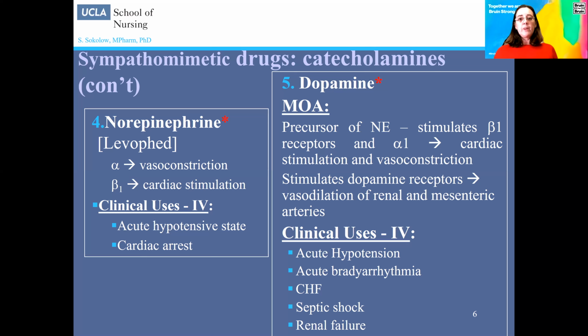Again, clinical use, they are used IV. These are medications that you will see in an emergency situation: acute hypotension, acute bradyarrhythmia, cardiac heart failure, septic shock, and renal failure, because this one has an effect on the renal arteries.